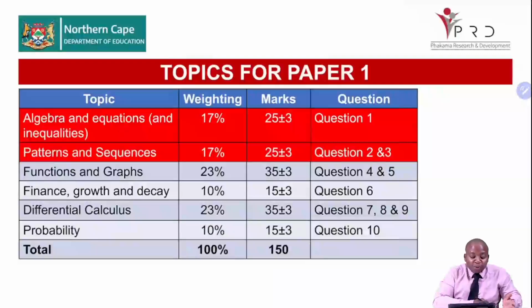So for the topics that we are focusing on, algebra and equations is weighing 17% of our paper. That is approximately 25 marks, and it is allocated to question 1. And the topic of patterns and sequences is also weighing 17% of our paper. That is 25 marks, and it is mostly found in question 2 and question 3.